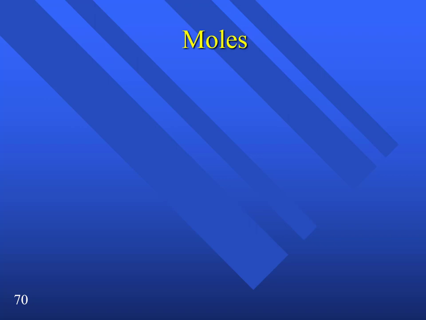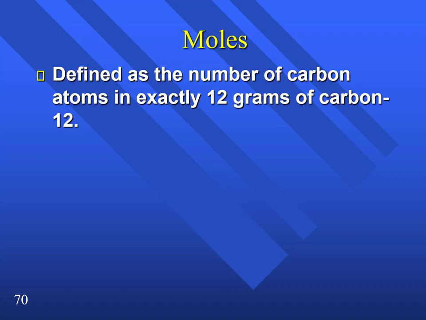Hey, our friend the mole. Anybody remember what a mole was? The number of atoms in 12 grams of carbon-12. You gave me the AMU, which is the individual atom versus the whole groups of atoms. Okay? So it's the number of carbon atoms in exactly 12 grams of carbon-12. That was our definition a long time ago.